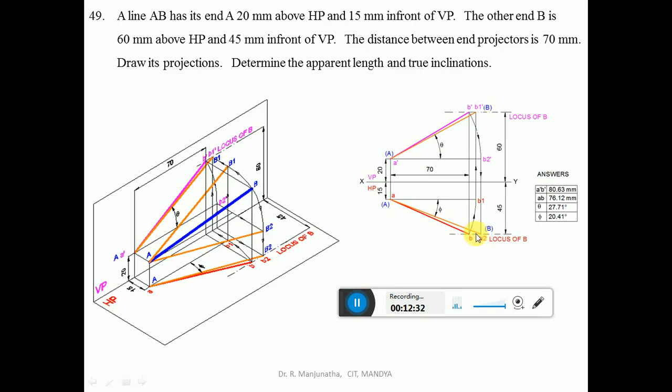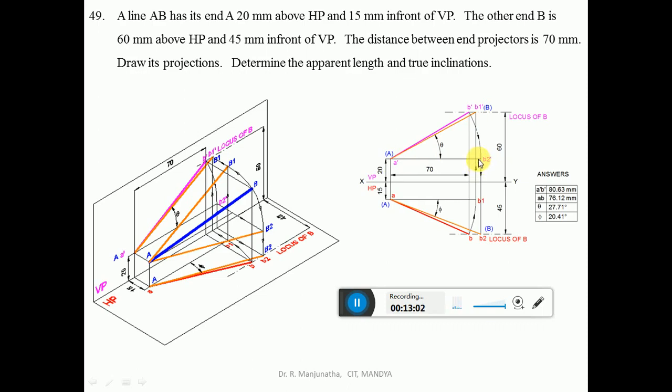Now similarly, we want to find out the true length in HP. To find the true length in HP, you make the line parallel to HP. Which is the line which has to be made parallel to HP? The line which is inclined to HP. Which is the line which is inclined to HP? A dash B dash. Now with A dash as center, take the radius of A dash B dash using the compass. You rotate such that B dash will be above HP by 20 mm. So that means A dash B2 dash is the line which is parallel to HP. Since it is parallel to HP, we are getting the true length in HP.